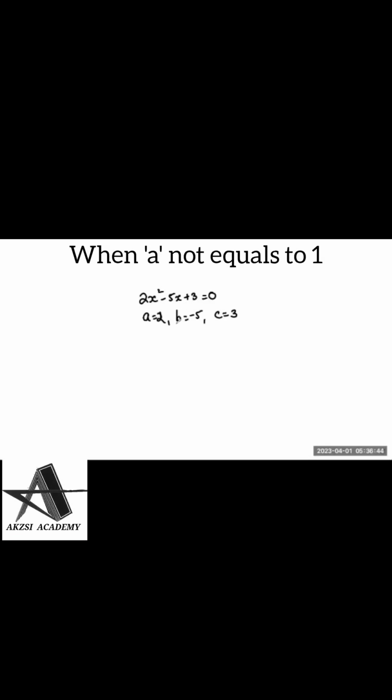Why am I doing so? So that I can make the equation in a format where a equals 1, because the whole process that I've cleared you needs a equals 1, and that's why I'm doing this. So dividing both the sides by 2, that means each and every term by 2, I'll get x squared minus 5 by 2x plus 3 by 2 equals 0.